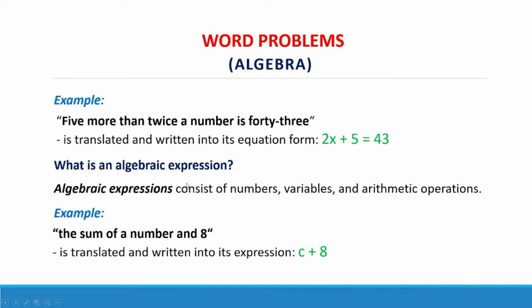What is an algebraic expression? An algebraic expression consists of numbers, variables, and arithmetic operations. For example, the sum of a number and 8, which is translated and written into its expression. C, which is a number, plus, which is sum, and 8. So C plus 8 is the algebraic expression.